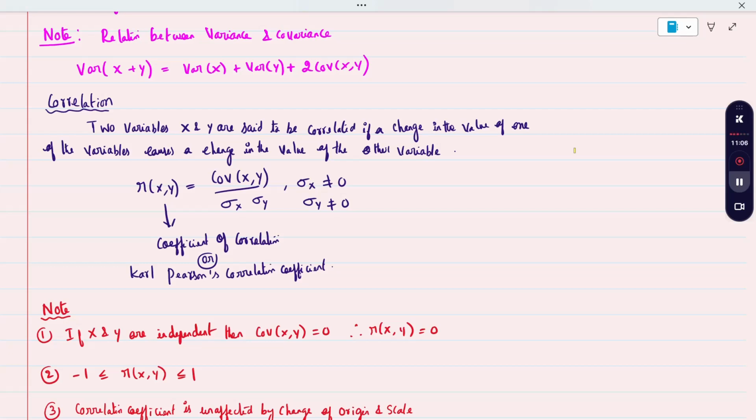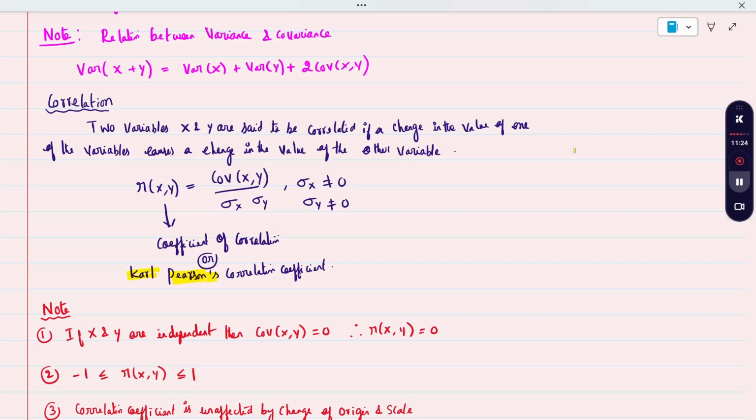This is the author's name. Karl Pearson only derived this correlation, so it starts with his name. Okay, Karl Pearson correlation coefficient. So the formula is covariance of x comma y divided by sigma x sigma y, where sigma x is not equal to 0 and sigma y is not equal to 0.